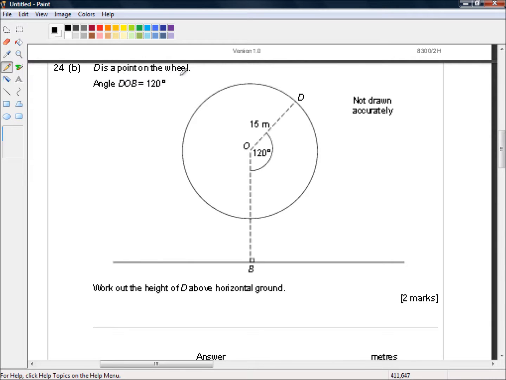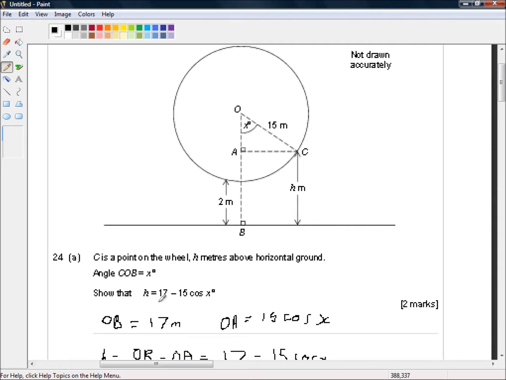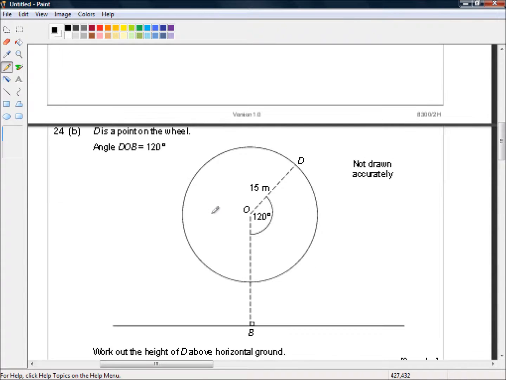Question 24b. D is a point on the wheel. Angle DOB equals 120 degrees. Work out the height of D above the horizontal ground. Well, the first thing to recognise is that this is still part of the same question. This is the same wheel as this. And we've already derived the formula, because this 17 minus 15 cos x will work for any angle of x.